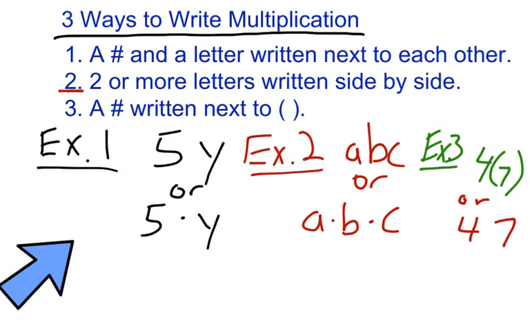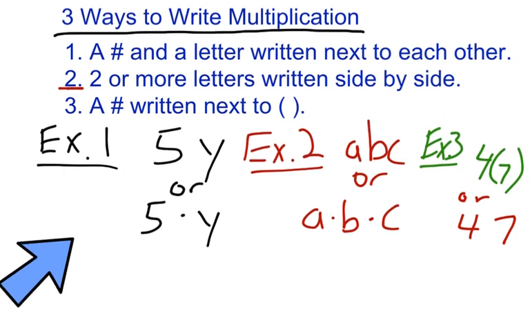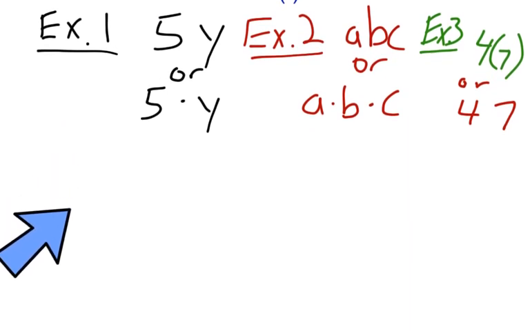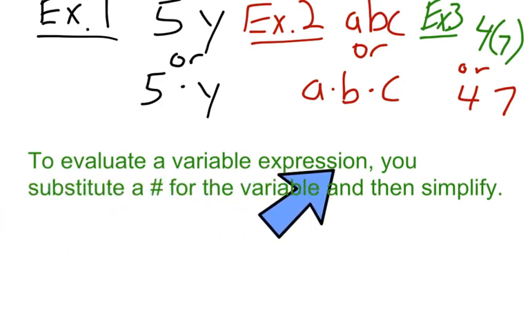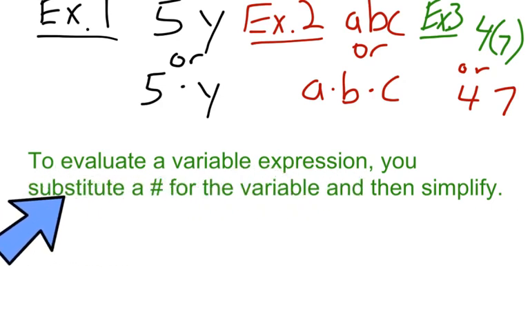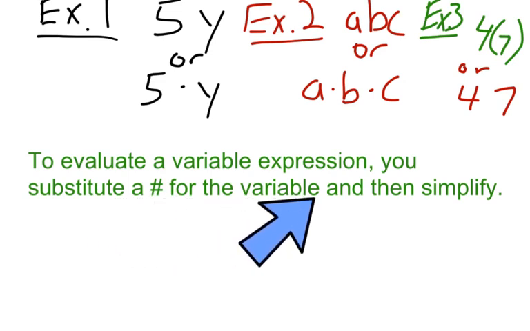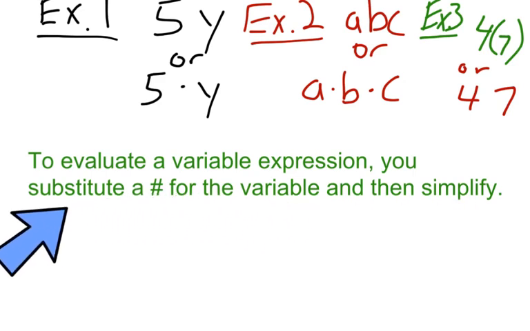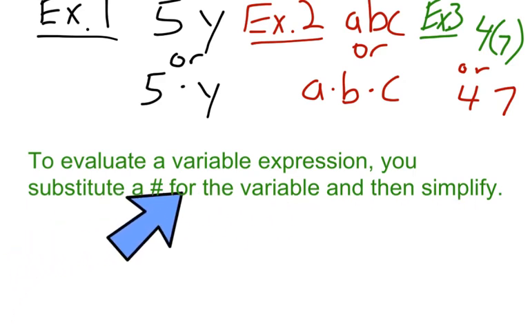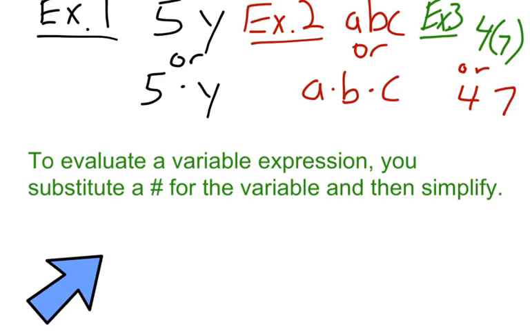Alright, let's use a couple questions that involve those ways. First we want to say that to evaluate a variable expression, we need to substitute a number for that variable, and then we simplify it the best we can. So we're going to substitute a number for the variable. Evaluate's the key word. When you see evaluate, you know you're solving it, you're finding the value. So you need to substitute in a number for the variable.